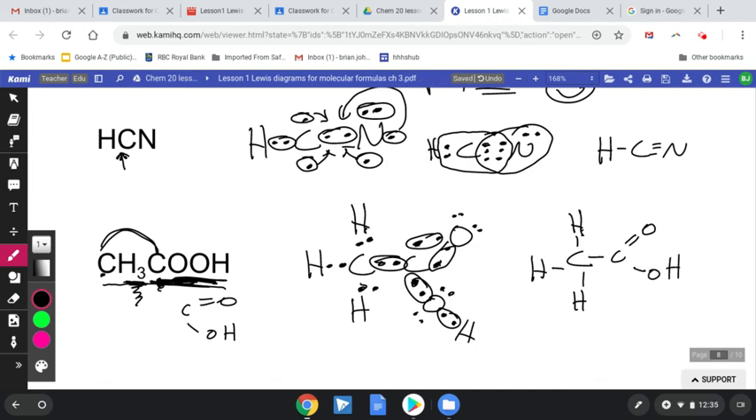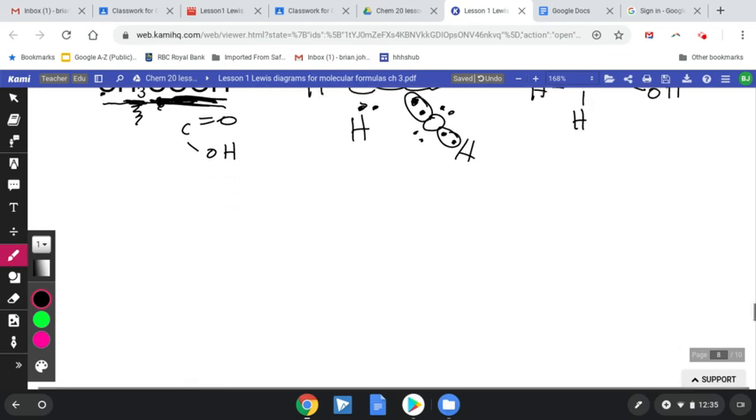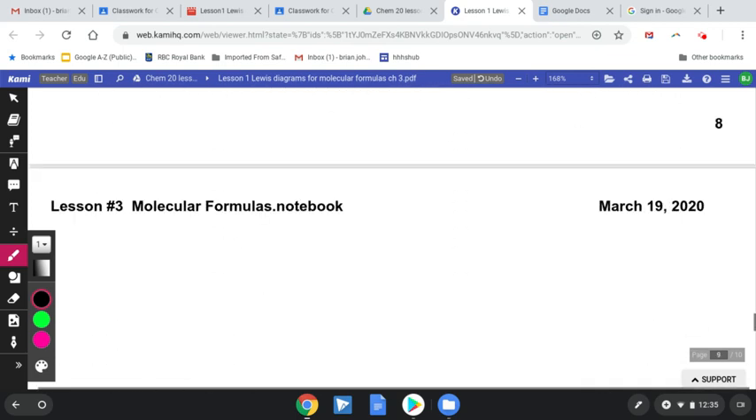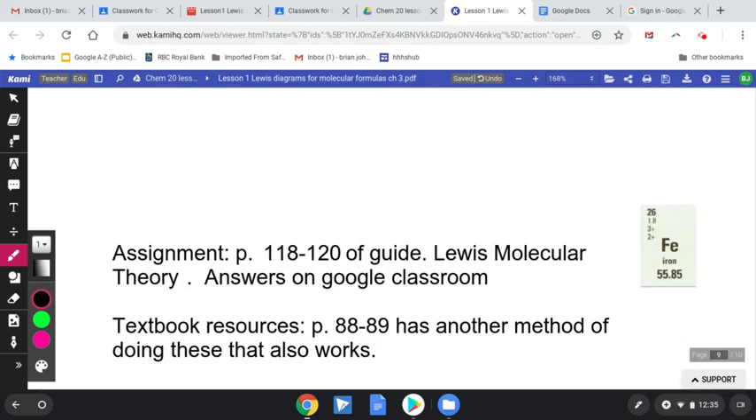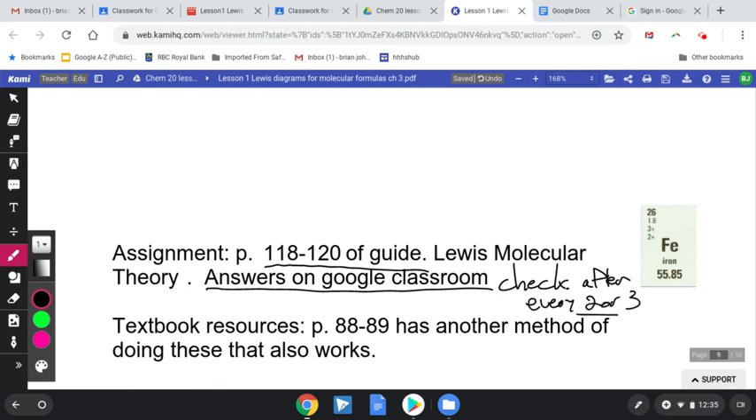That's pretty much everything you need to know. To practice these, you will need to go to your study guide, pages 118 to 120. And so that's 3 pages. I'm posting the answers online on Google Classroom for you to check. And I suggest you check after every 2 or 3 to make sure you're getting them right.